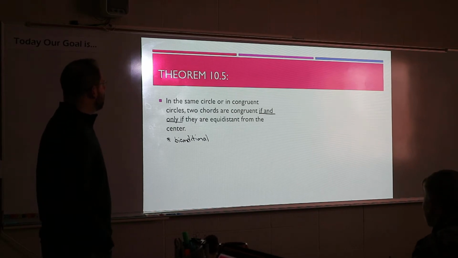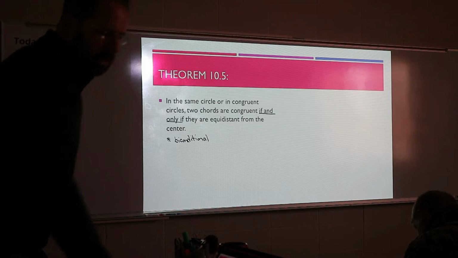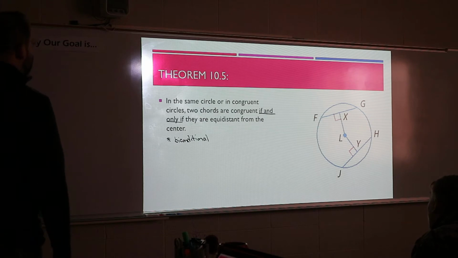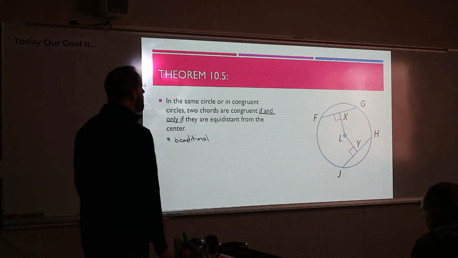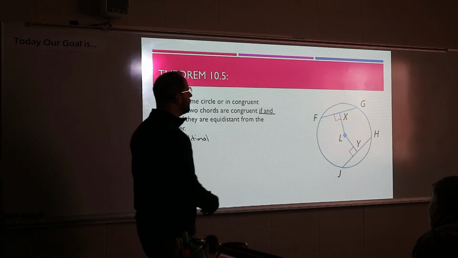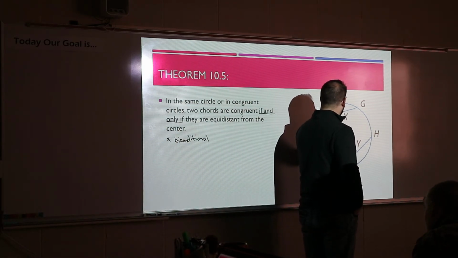So same circle or congruent circles. Two chords are congruent if they're equidistant from the center. So let me show you a picture here. Two chords are equal in length if they're equidistant from the center. How you find distance from the center is you draw a line that is perpendicular.